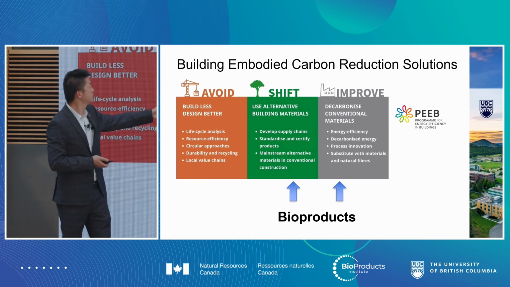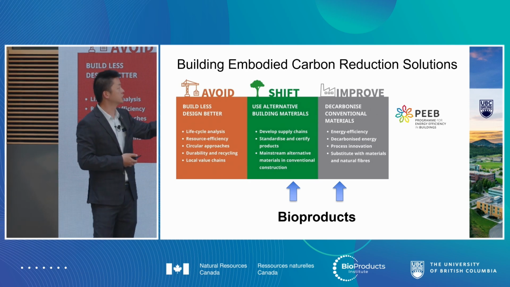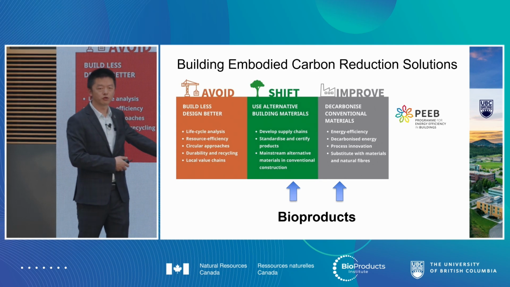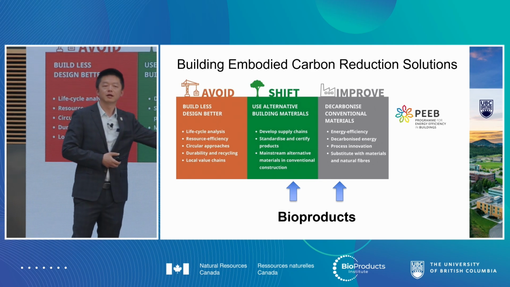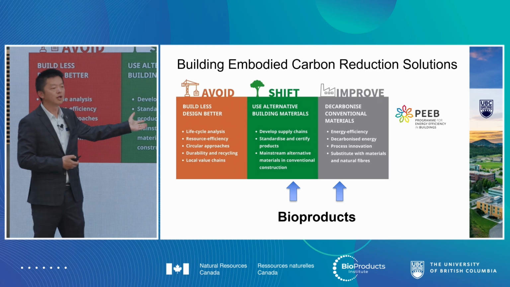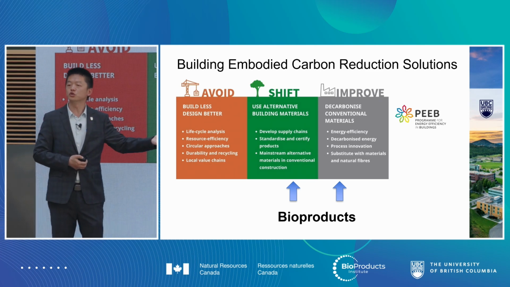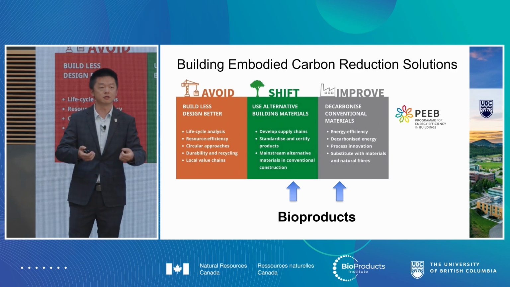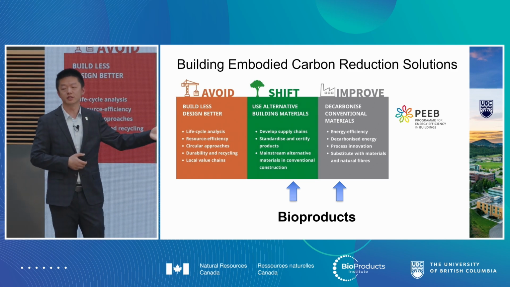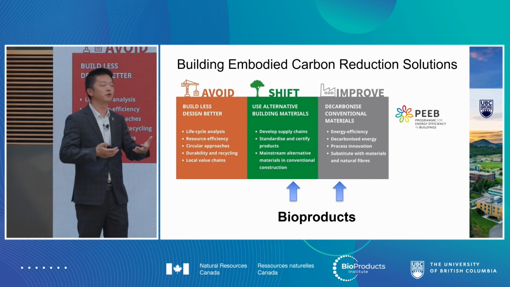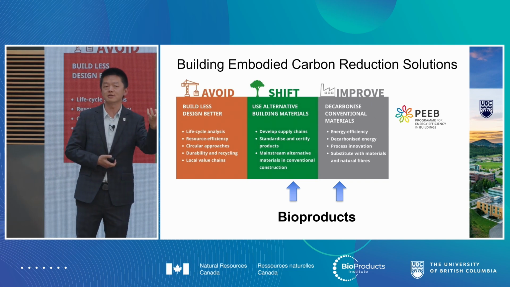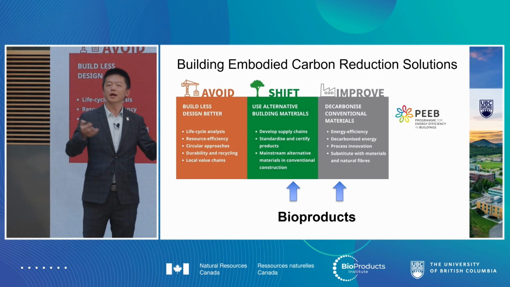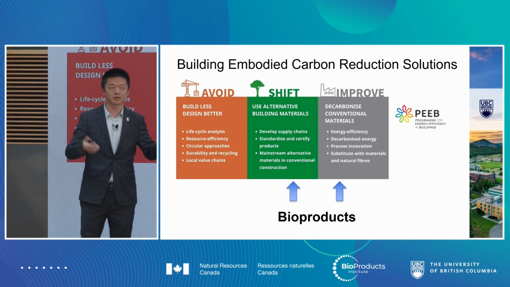The other two options are to use alternative materials as well as to decarbonize conventional materials. That's basically what I'm talking about. We can apply bioproducts in our building industry to further reduce embodied carbon. This is not just what I'm saying as an initiative; it's actually happening in industry. That's why I encourage everybody, if you have excellent ideas, to think about the bigger picture, how they can be used in the building sector as well as in larger sectors.